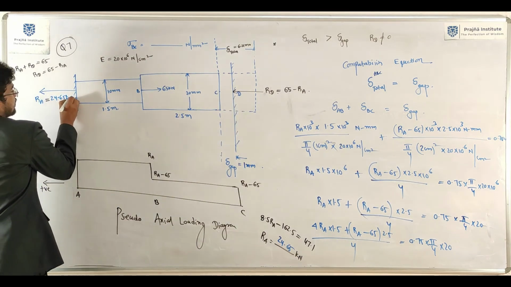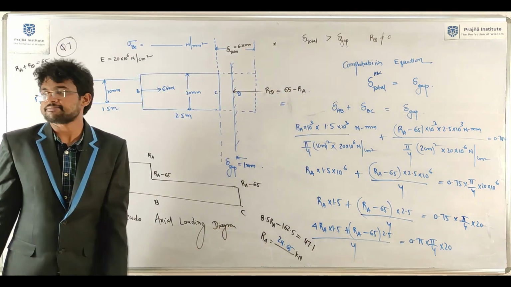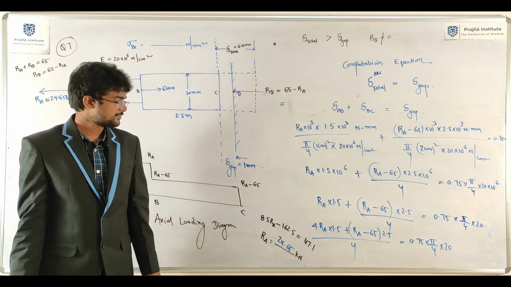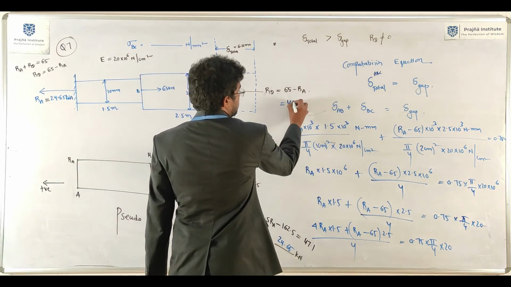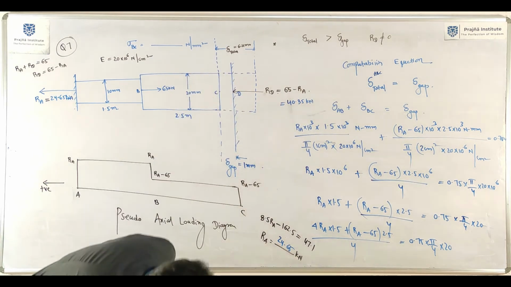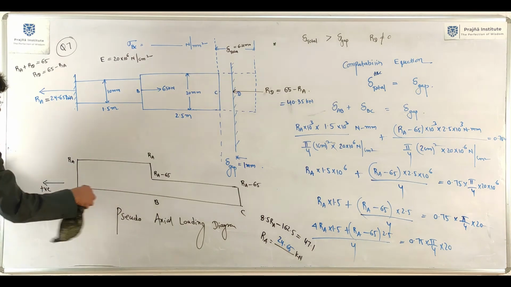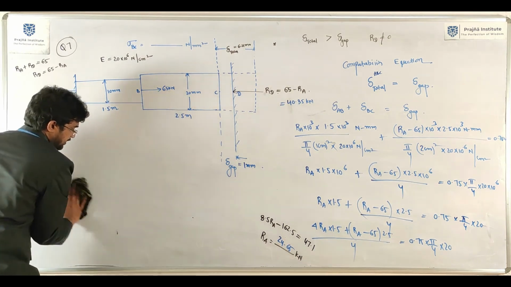RA is 24.65 kilonewton. Then 65 minus that, how much is this? 65 minus 24.65 is 40.35 kilonewton. This is pseudo. Now we can draw the actual axial loading diagram.